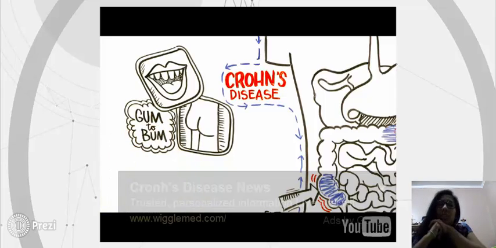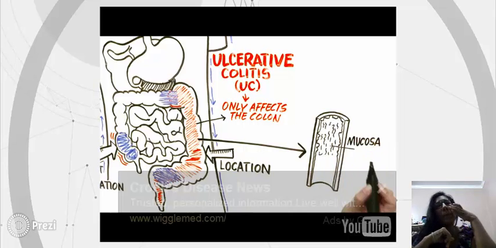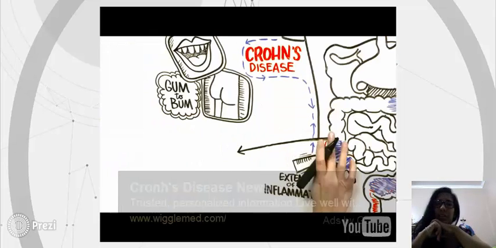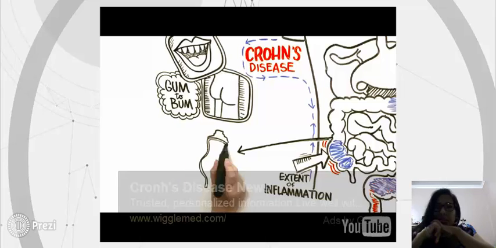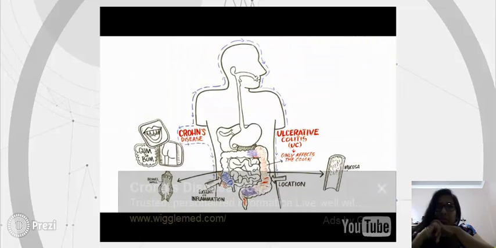In ulcerative colitis, inflammation only involves the inner lining, or what we call the mucosa, while in Crohn's disease, inflammation can extend right through the entire thickness of the bowel wall to the outermost layer of the digestive tract. These differences lead to different outcomes and different treatments, which I'll get to later.